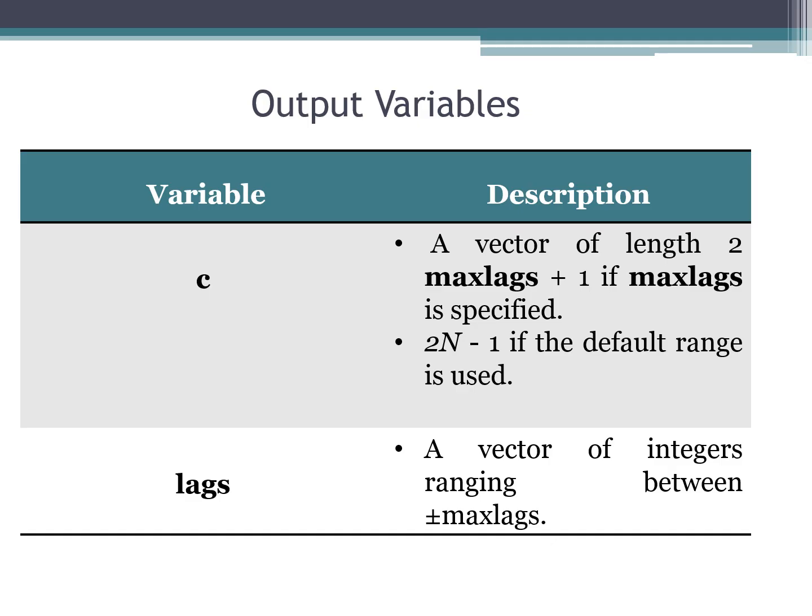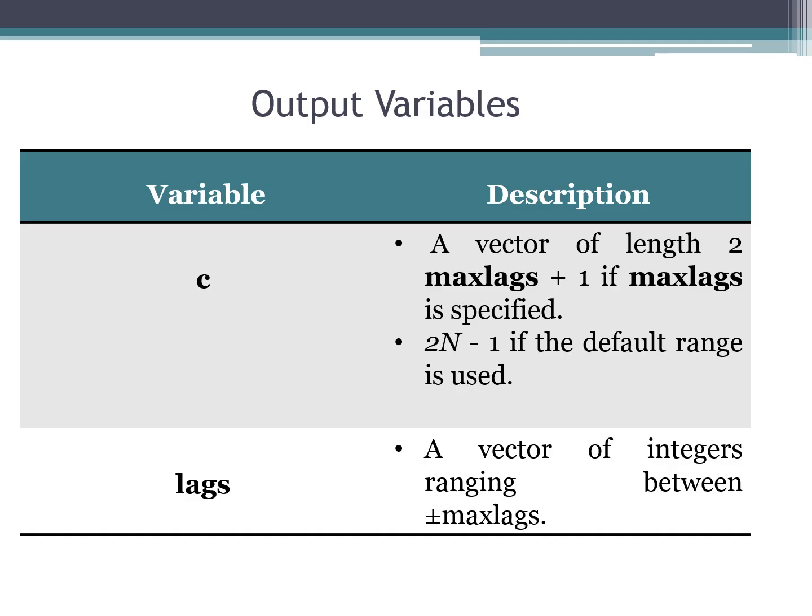Here the output variables are C and lags. The description of C is that it is a vector of length 2 times maximum lag plus 1. If you specify maximum lag as an input argument to the Xcorr function, then the length of the variable C will be 2 times maximum lag plus 1. If you do not specify maximum lag, then 2n-1 will be the default length of this output variable C.